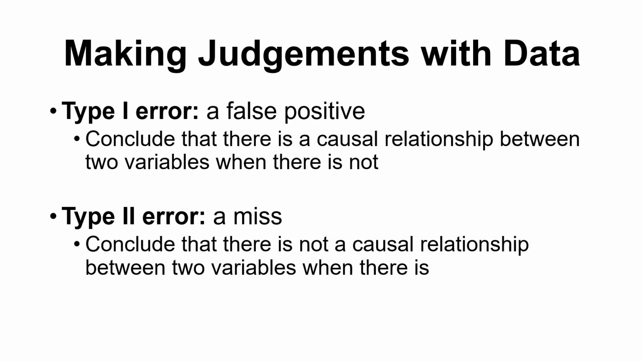We just happened to get an extreme score due to chance. So this is sometimes also called a type 1 error. And there are a couple of different names for this, but I prefer using a type 1 error or a false positive because that's the most intuitive for me.